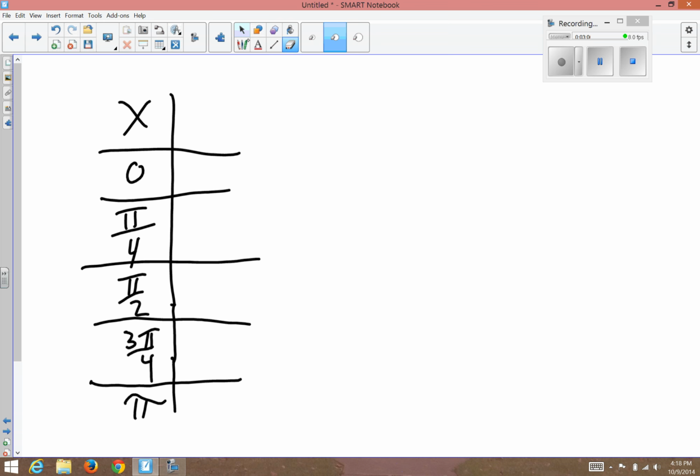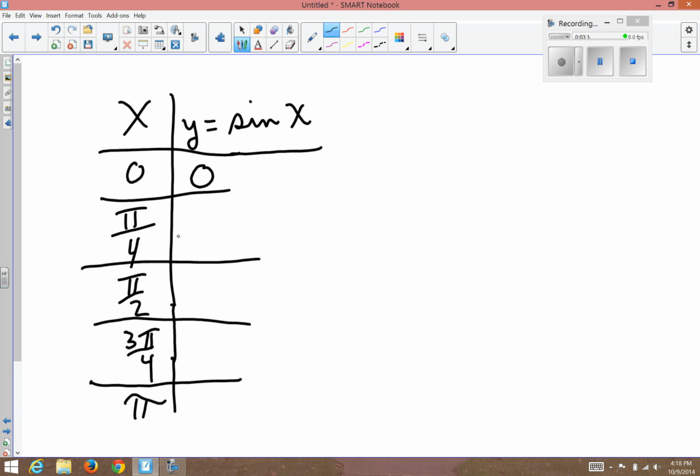Each y is equal to the sine of x. That's the integrand in this exercise. The sine of 0 is 0. The sine of pi over 4, I'm just going to write it like this, the sine of pi over 4. The sine of pi over 2 is 1. If I didn't know that, I could just write sine pi over 2 here. The sine of 3 pi over 4 is what I'm going to write in this spot. And the sine of pi is 0.